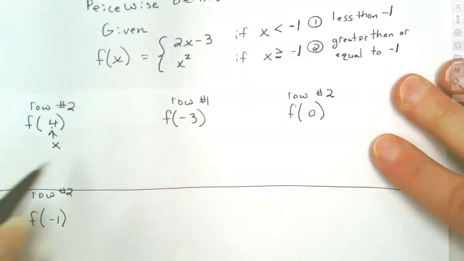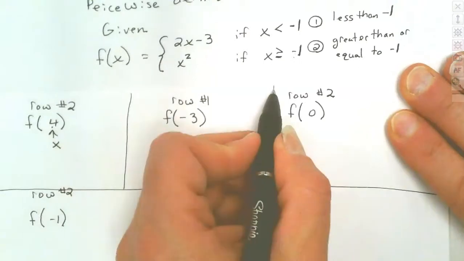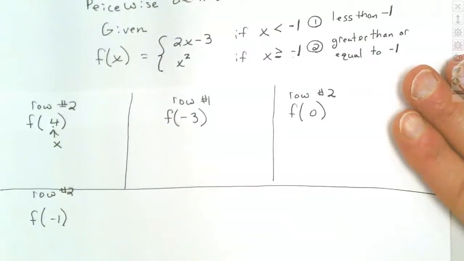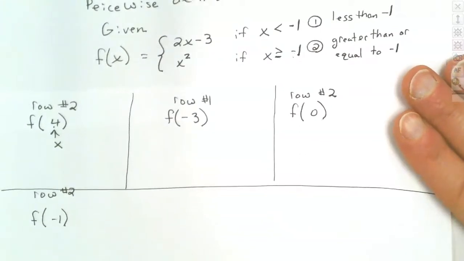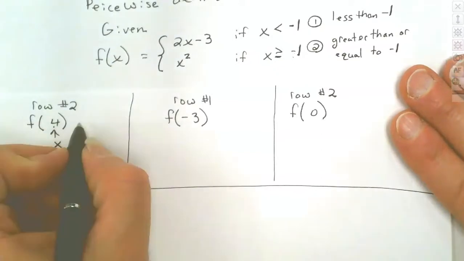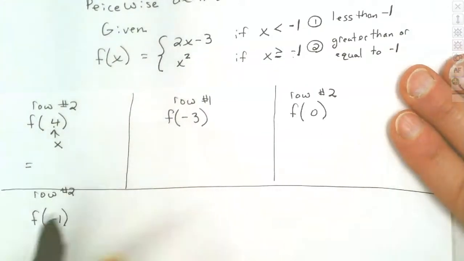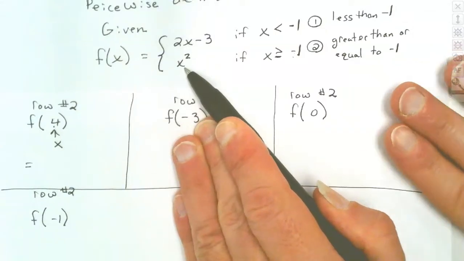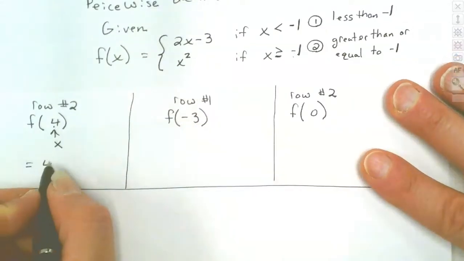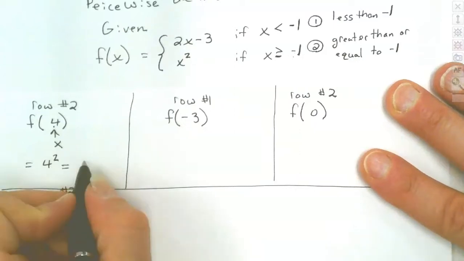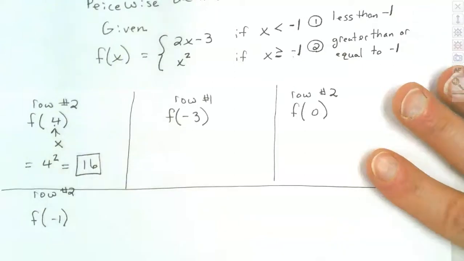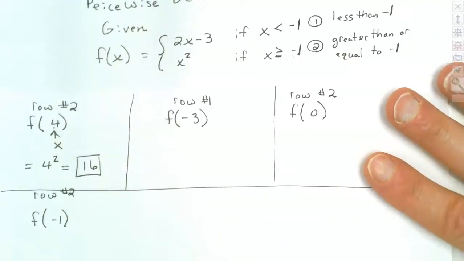Now we're going to plug our values in and find the answer. So the first one was f of 4, and we're going to be using row 2. So what would that be if we used row 2? Well, what's our function? x squared. So we're going to take that 4 and square it, and that would give you 16, because row 2 says you square the number.